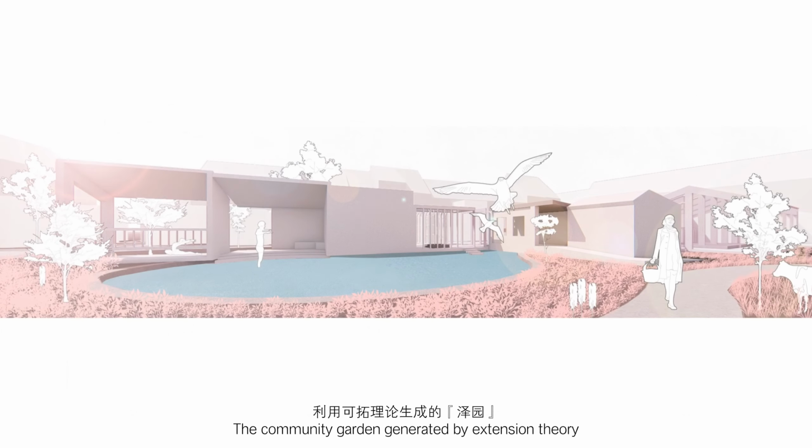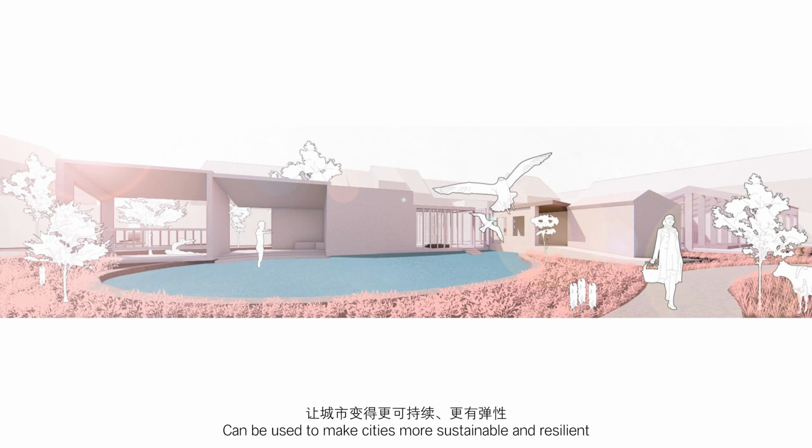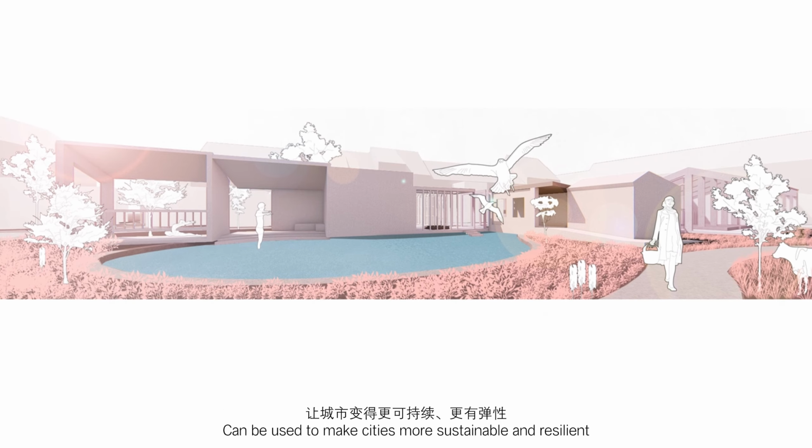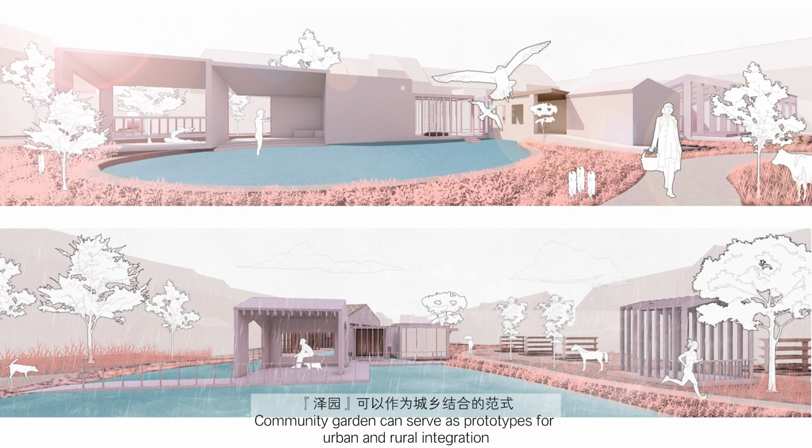The community garden generated by extension theory can be used to make cities more sustainable and resilient. Community garden can serve as a paradigm for urban and rural integration to create a high-yield mixed future.